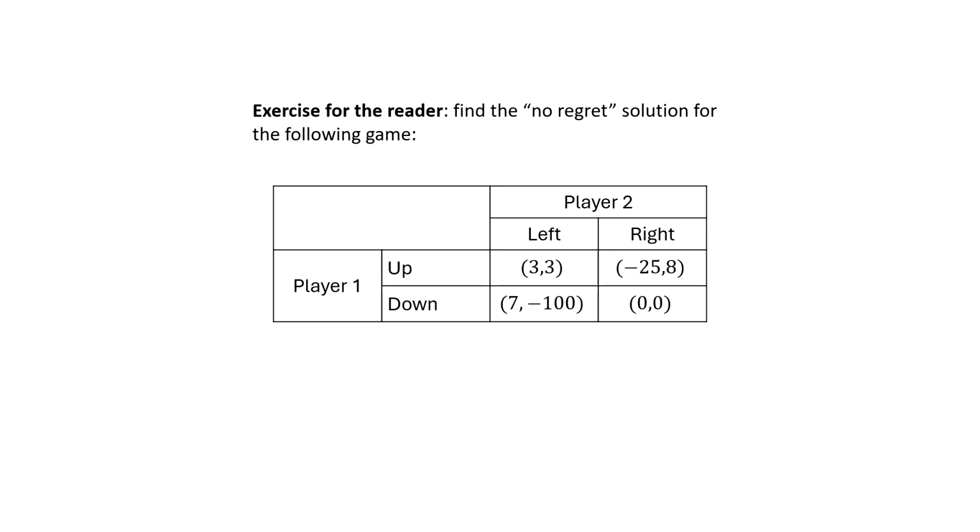I have an exercise for you to try. Find the no regret solution for the following game. It's a two-player game. Player 1 can choose up or down, and player 2 can choose left or right, and then these are the payoffs here. Okay, so it's pretty easy. You should be able to figure it out just by studying this a little bit, and it has a similar dilemma to the prisoner game that we just saw.